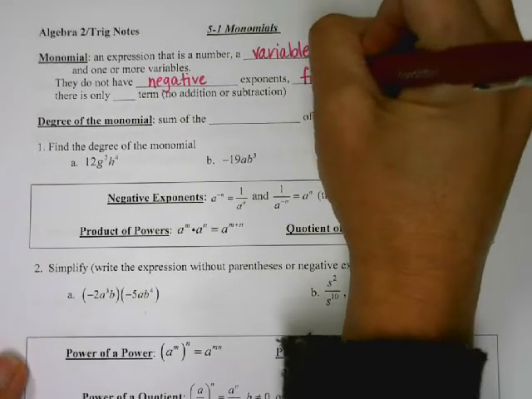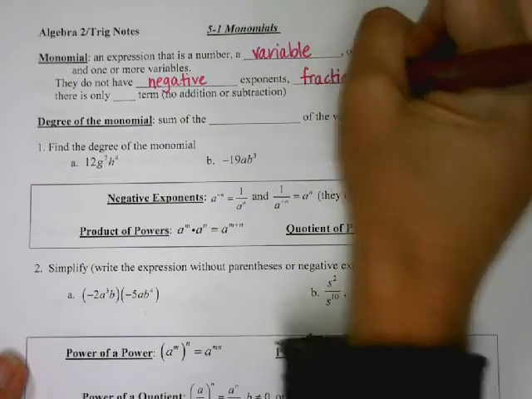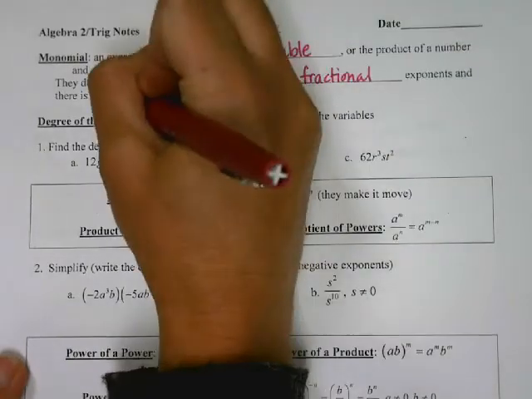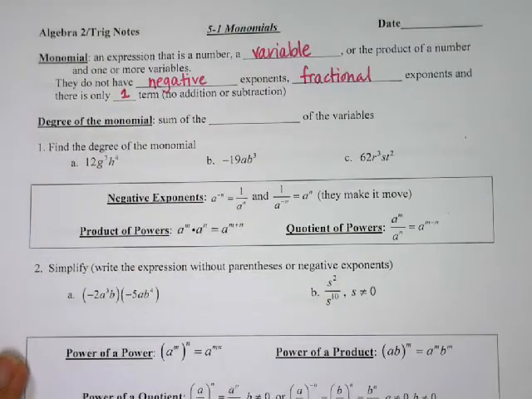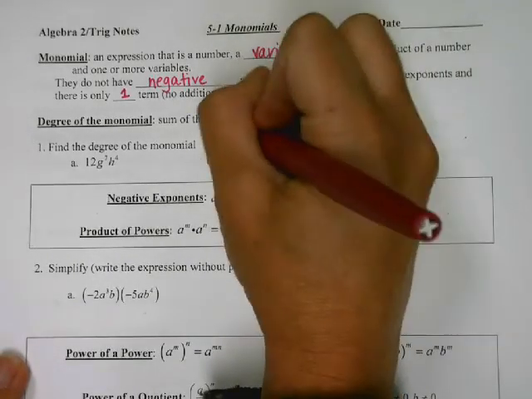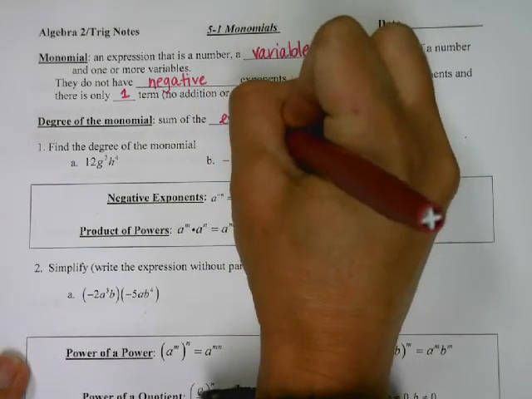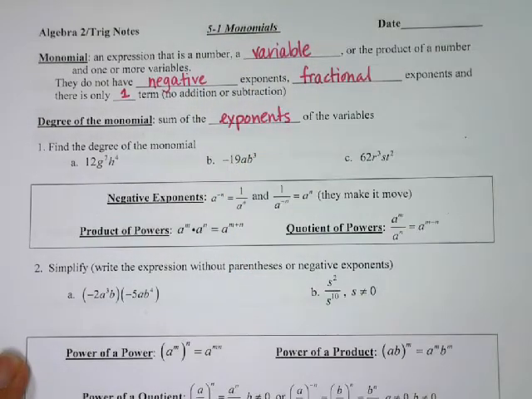Yes, we will get there. And there's only one term, so you're not going to see any addition or subtraction at the moment. The degree of the monomial is the sum of the exponents of the variables.